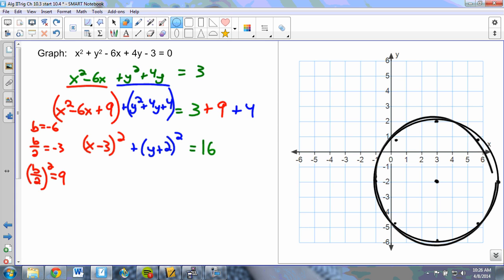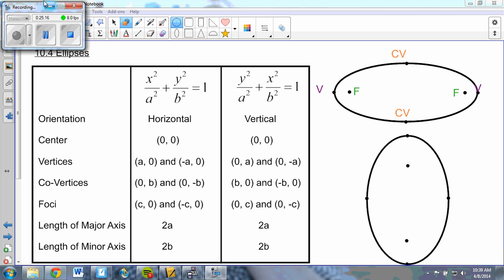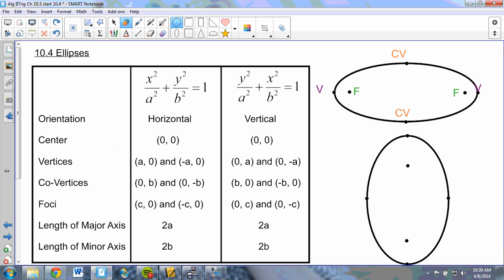Questions there at all? Complete the square twice. The circle completing the squares are pretty easy because the a values are going to be 1. Why don't you get to work and I will check off the rest of your homework. We probably won't finish ellipses, but we'll get started.